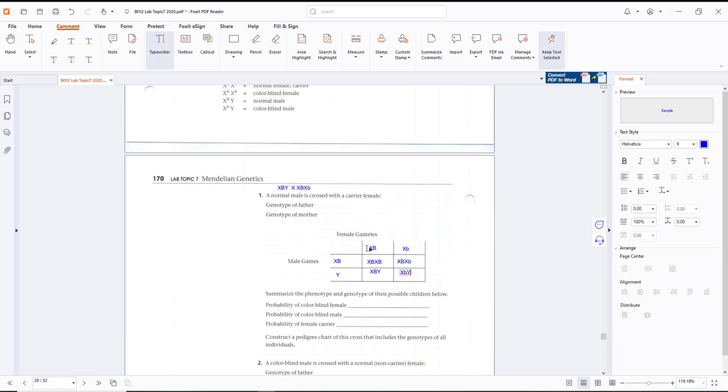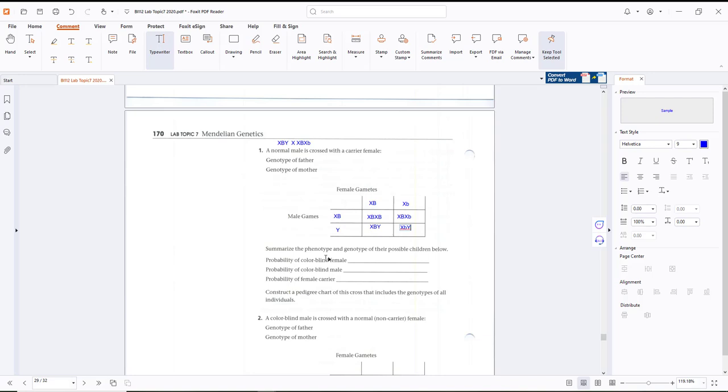Okay, so here are our possibilities. So summarize the phenotype and genotype of their possible children. And you have to read these carefully. So what is the probability of a colorblind female? Do we have any colorblind females here? None. What is the probability of a colorblind male? This one is colorblind, so 25%. What is the probability of a female carrier? This one's a female carrier, 25%.